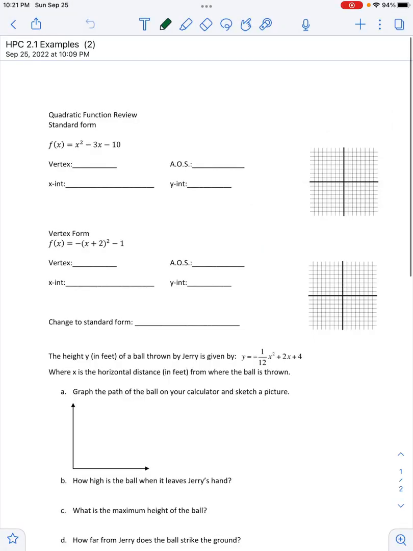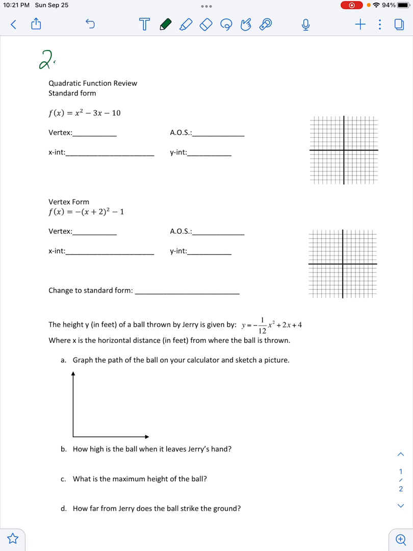Alrighty, as promised, I have some examples for you for 2.1, and this will help you go through each of the two types. Have your chart handy if you still need it. It is always smart to know what to expect.